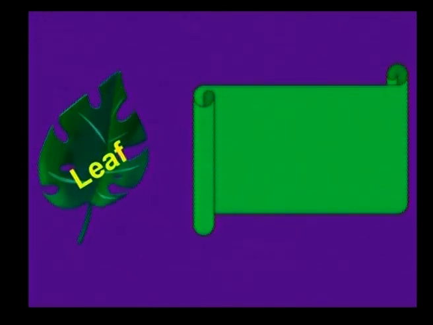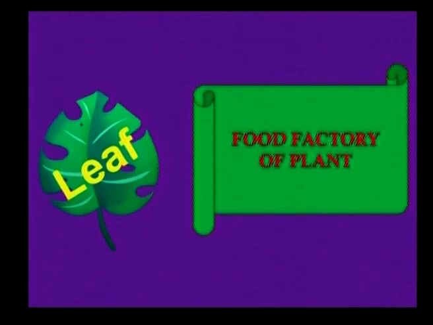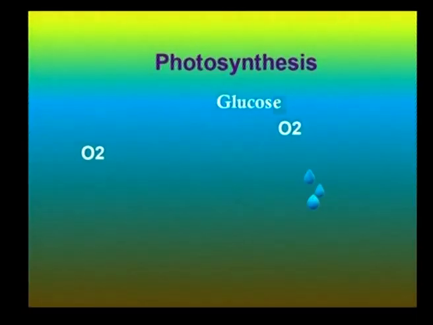Do you know why? Because food is prepared in the process called photosynthesis. So leaf is called the food factory of plant. Then what is photosynthesis? Preparation of food by green plants in the presence of sunlight is called photosynthesis. In this process, plants prepare food, that is glucose. Oxygen is evolved in this process and water is evolved in the transpiration. Gaseous exchange takes place through stomata and transpiration also takes place through stomata.